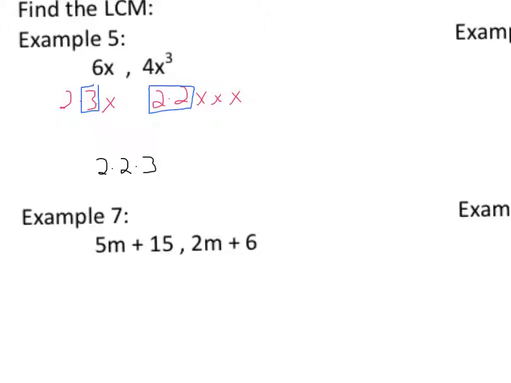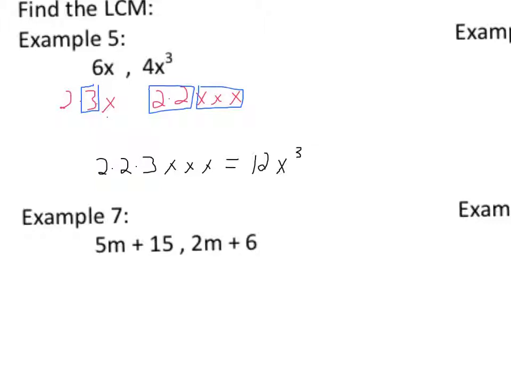And the miser would say, what about the x's? Well, there's 1 x there, but there's 3 here. And his greed would take 3. So our least common multiple here would be 2 times 2 times 3, which is 12, and we would have x cubed.